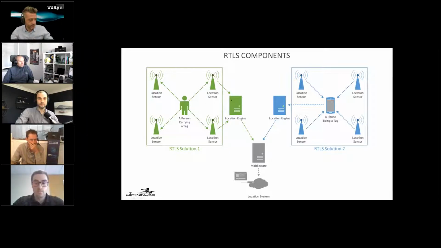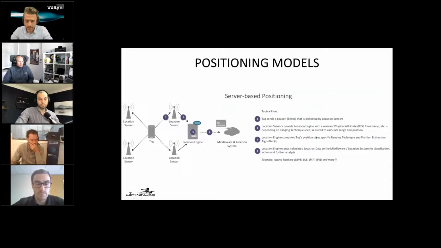And then we have a location engine that calculates this location for us. And then we have a location system that visualizes all the location data for us. We can also have a middleware that is very often a part of the location system to just aggregate the location data from multiple RTLS solutions. That's it: tag, mobile, location sensor, fixed, and some infrastructure. Positioning models is a very, very important topic to discuss.